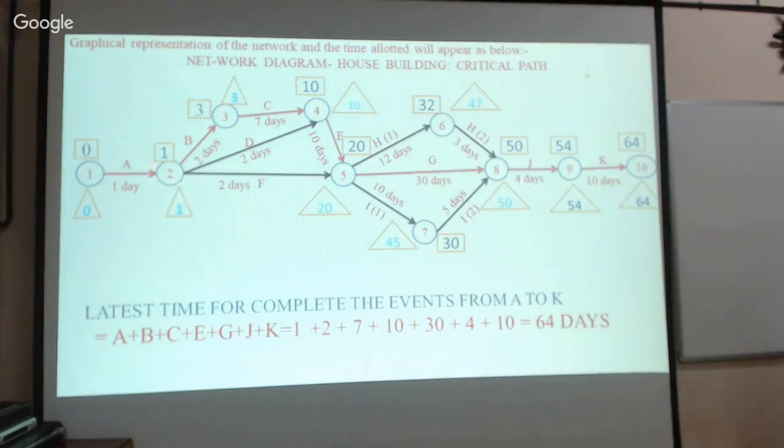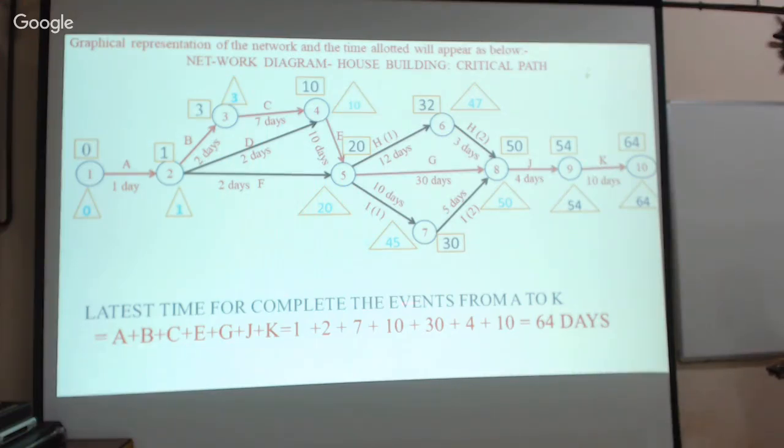And similarly, we have 2 to 5, 5 to 7, 7 to 8, 8 to 9, 9 to 10. That is, from event 1 to 10, there are many paths available. Let us calculate one path after the other. Now we will consider one path. See the first path, that is 1, A, B, C, then E, then G, J, K. This is the path we have written here.